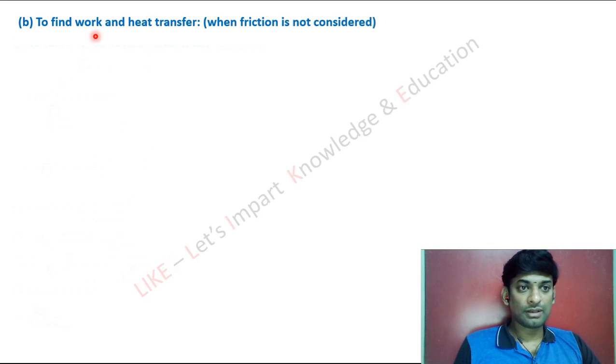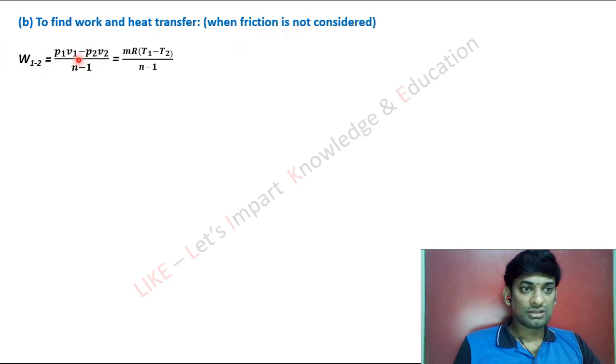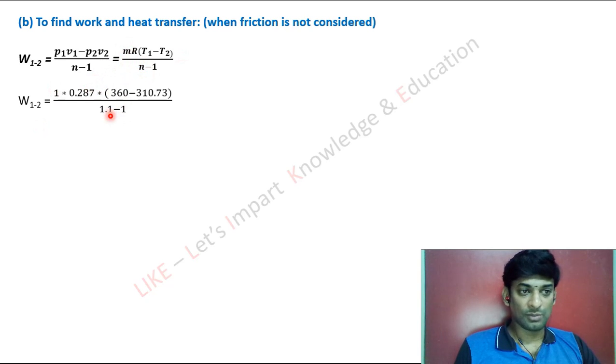Now, we are going to determine work and heat transfer when friction is not considered. You know the formula W is equal to (P1 V1 minus P2 V2) divided by (n minus 1). This PV is nothing but MRT, so this equation can be written as MR into (T1 minus T2) divided by (n minus 1). Now, you know m is 1, R is 0.287. T1, T2, n, everything is given in this problem. If you substitute all the values, you will get W is equal to 141.405 kilojoule.